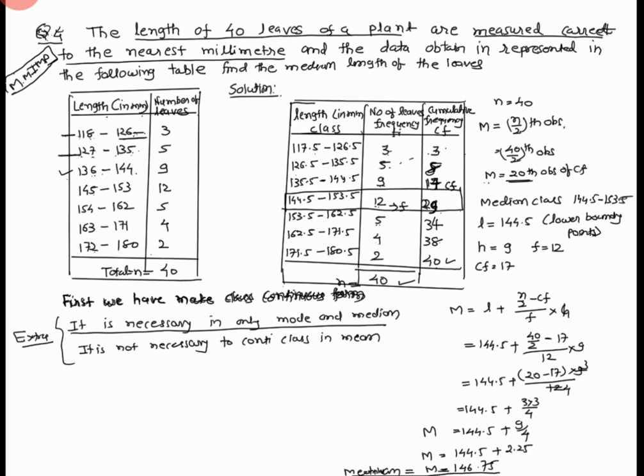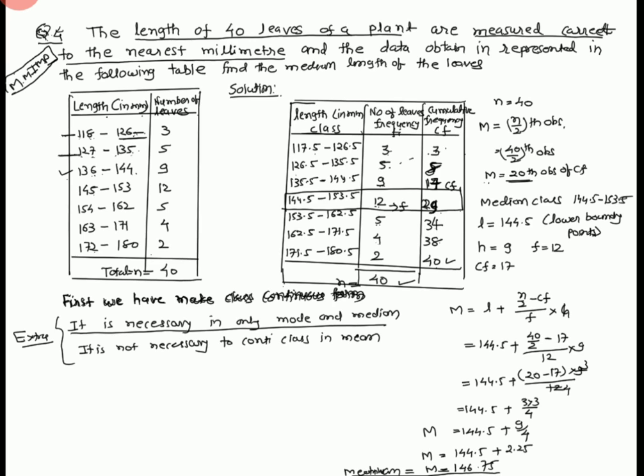Therefore, L equal to 144.5, the lower boundary point. Now h, the height, size of class, class length: 153.5 minus 144.5 equal to 9. Small f equal to 12, the frequency of the median class. CF equal to 17, the cumulative frequency above the median class. m equal to L plus n upon 2 minus CF upon small f into h.